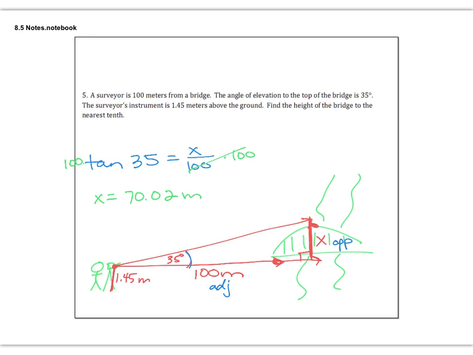Go ahead and actually type it in. Pause the video if you need to. Make sure you're getting these answers. But that is not the total height of the bridge, because we are only taking into account this part. It is also off the ground 1.45 meters, same as the camera. This will have to be added on. So we're going to add on 1.45 meters to get our total height, which would then be 71.47 meters, the height of the bridge. That's a tall bridge.